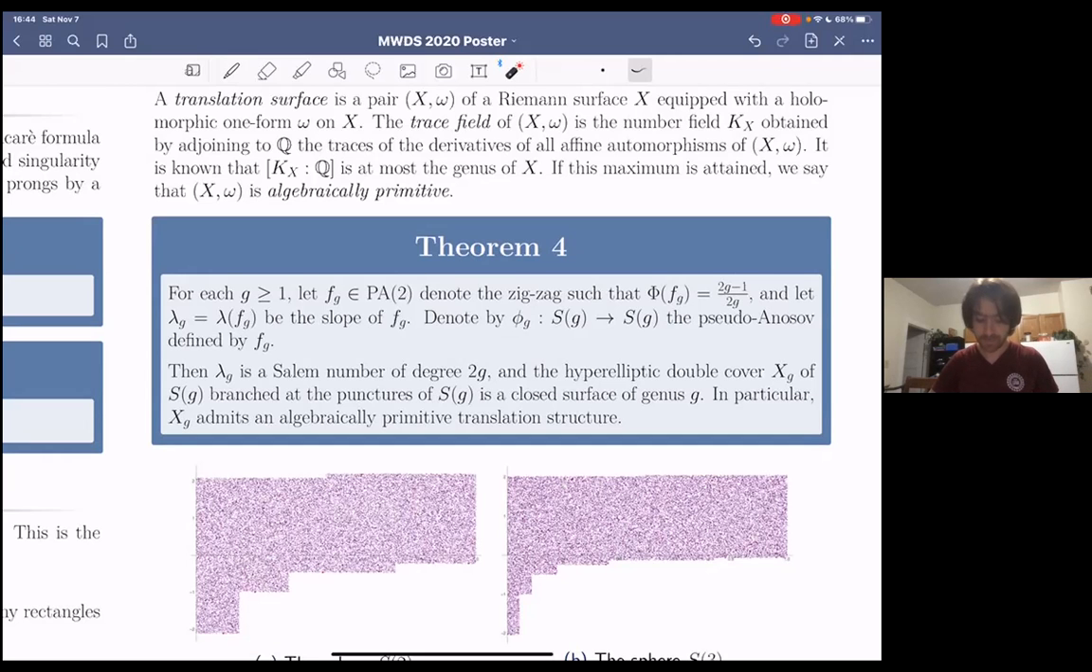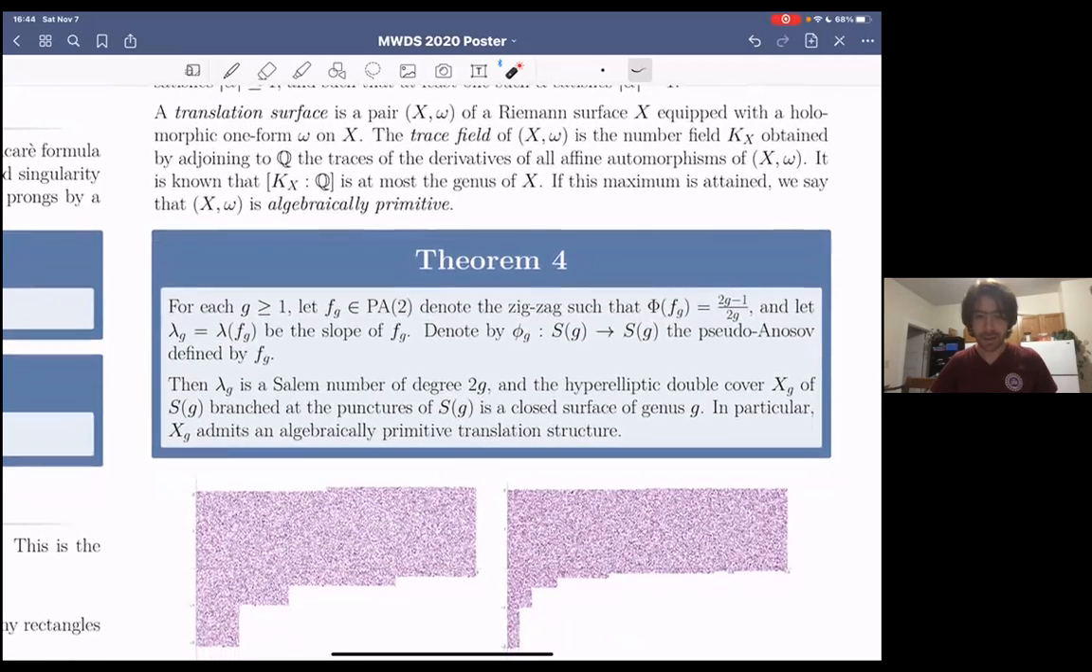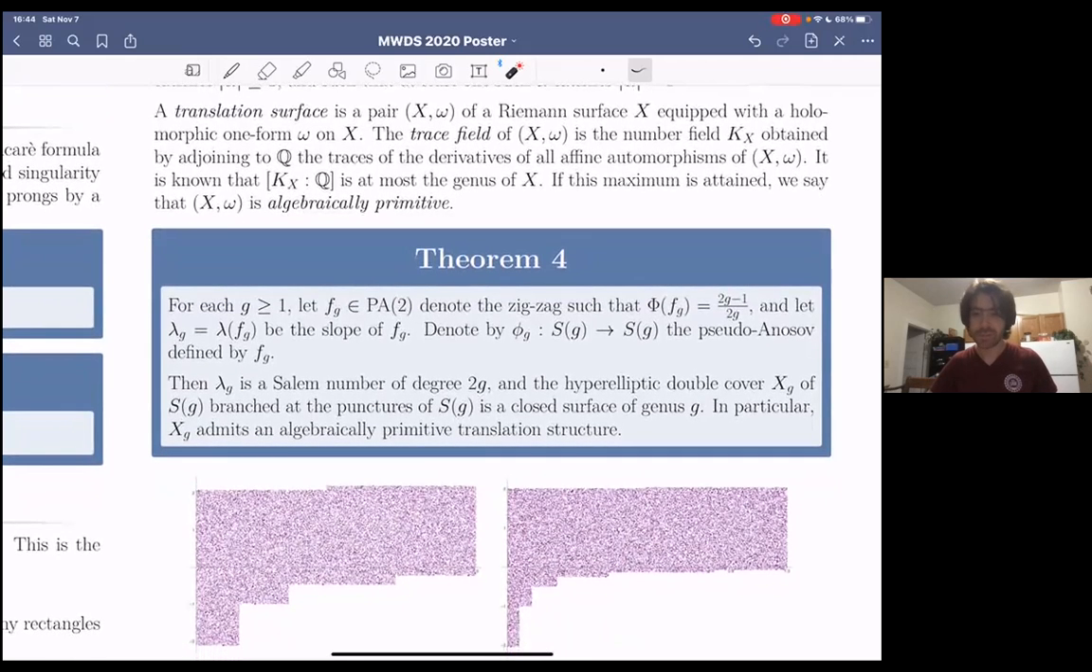A Salem number is an algebraic integer with very particular algebraic properties. So this is quite interesting in its own right. And if you study translation surfaces, one thing this immediately tells you is that these surfaces you obtain have algebraically primitive translation structures.